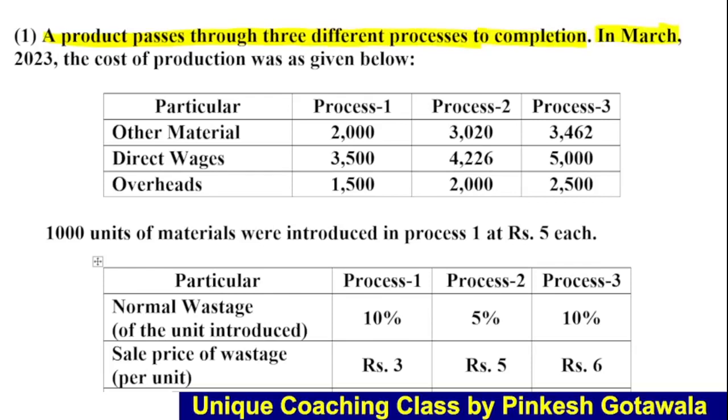In March 2023, the cost of production was given below. So here they give three different process expenses: process 1, process 2, process 3, and their expenses given: other material, direct wages and overheads. Then 1000 units of material were introduced in process 1 at rupees 5. So they introduced 1000 units at rupees 5 in process 1.